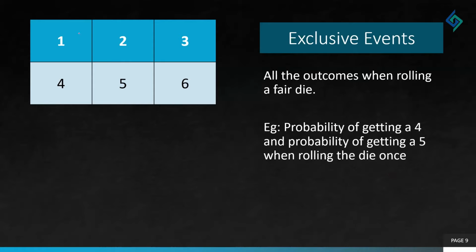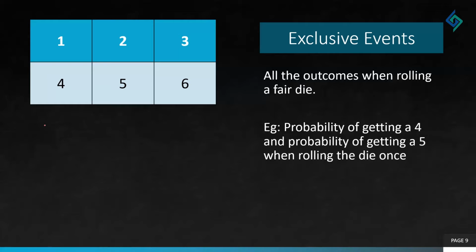In fact, all 6 possible outcomes when you're rolling a die are mutually exclusive to each other, because if one event happens, it is impossible for the other events to happen in that particular instance. And let's check whether the and rule and the or rule apply to a set of mutually exclusive events or not. So let me take this example. What is the probability of getting a 4 or a 5 when rolling the die once?